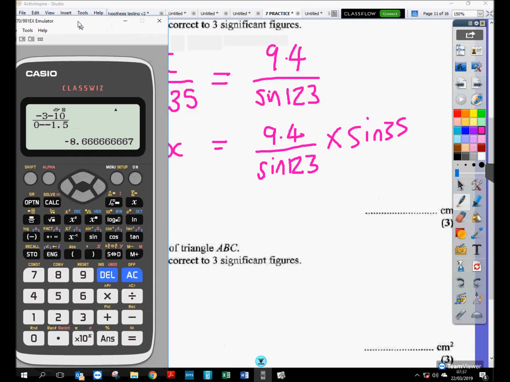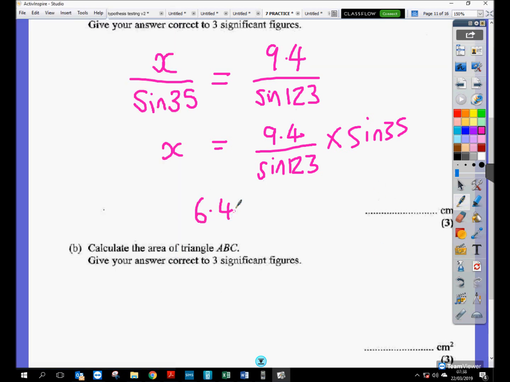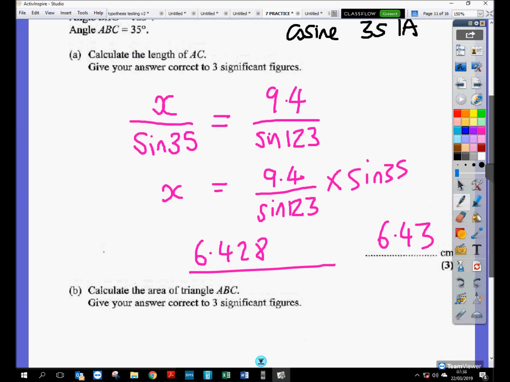Okay, let's type this into the calculator. 9.4 over sine 123, close brackets, and then times by sine 35, close brackets. Okay, 6.428. Rounded to three significant figures, that's 6.43. Copy down the majority of the display and then round it.